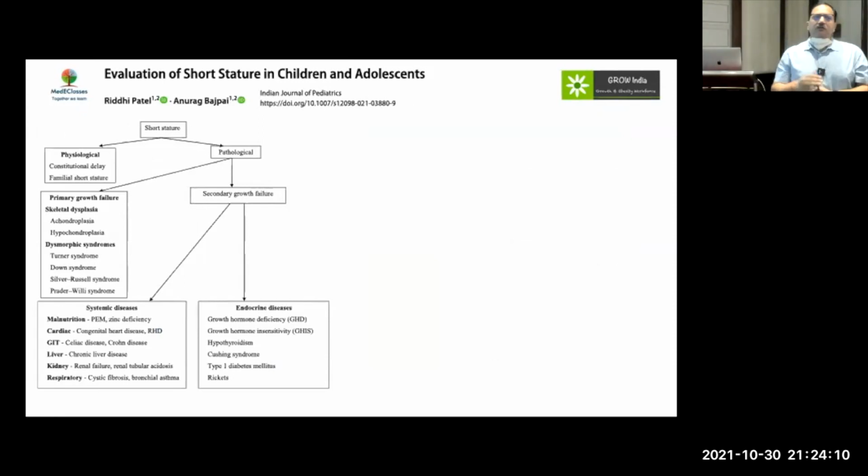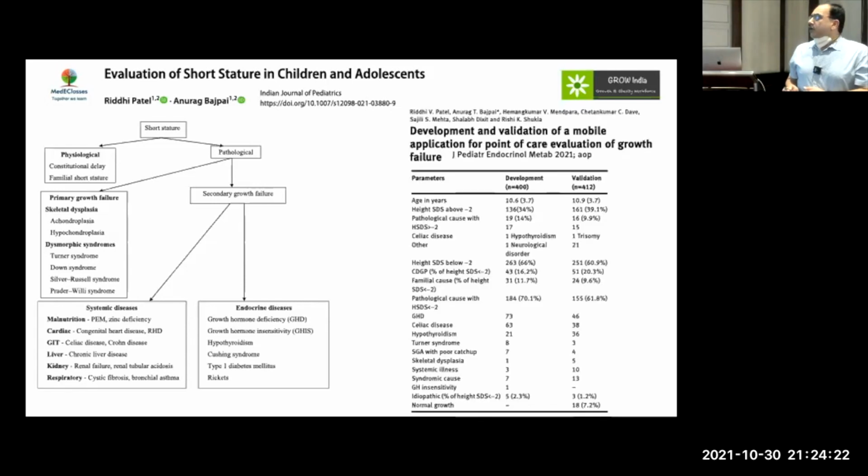Now, when we say nutritional, we are talking about systemic illness, tuberculosis, malabsorption, malnutrition, celiac disease. And when we talk about endocrine, we're talking about growth hormone deficiency, hypothyroidism, Cushing syndrome, and other factors. Now, if we look at our etiology, and this is from our publication in JPEM, in which we looked at 812 children with growth failure, most of them in this setting were physiological, but common causes which we encountered included celiac disease, around 10 to 15%, hypothyroidism, GHD. Now, of course, this is a referral bias from a pediatric endocrine center. But from a pediatrician perspective, I would say hypothyroidism, celiac, systemic illness will be common and most important thing.